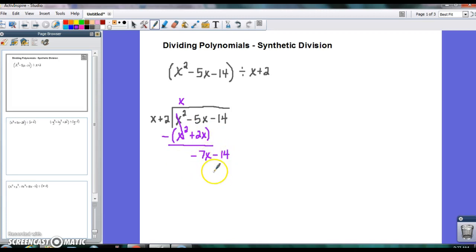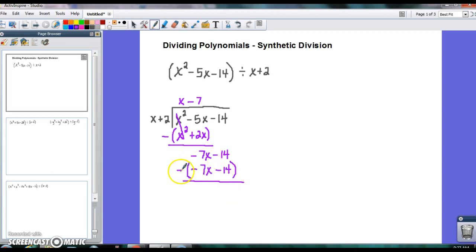Bring that next term down, and then you're going to start all over. What do I have to multiply x by to get negative 7x? Well, I have to multiply by negative 7. Negative 7 times x gives me negative 7x. Negative 7 times 2 gives me negative 14. Okay. Put that in parentheses and subtract.